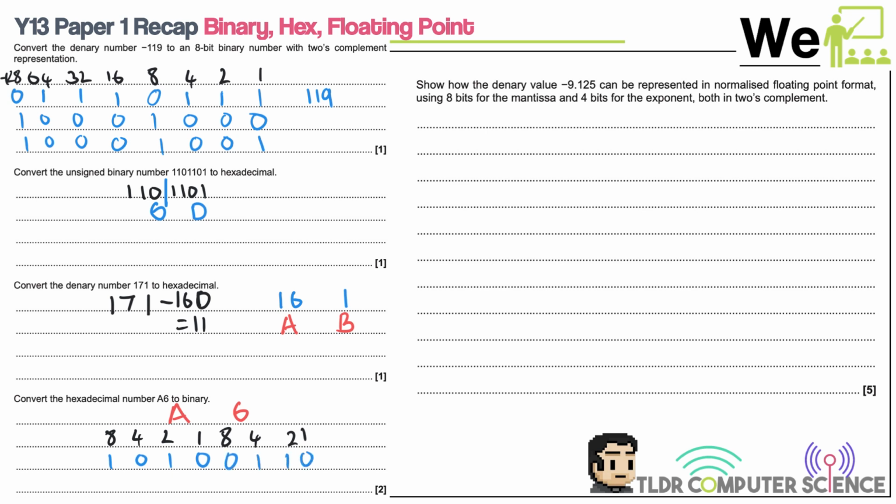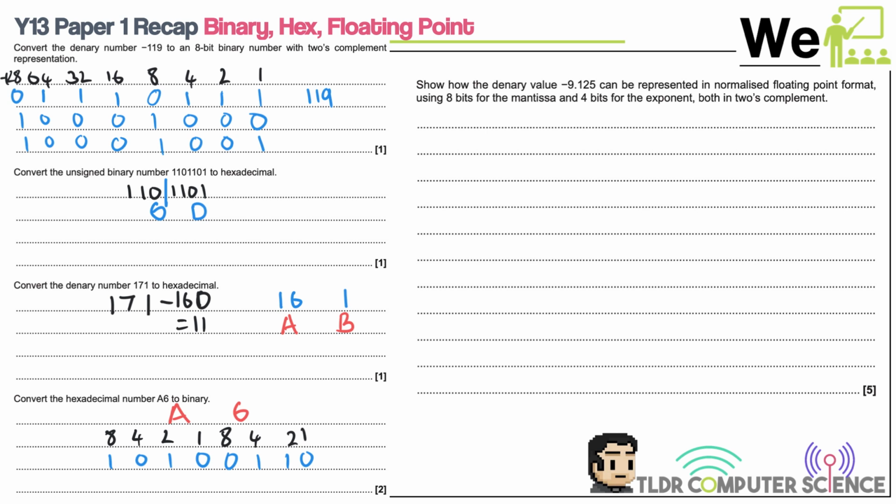Alternatively, if you can't remember how to do that, you could say A times 16. So 10 lots of 16 is 160, plus 6 is 166. And you could convert that to binary by going through the whole grid of numbers.